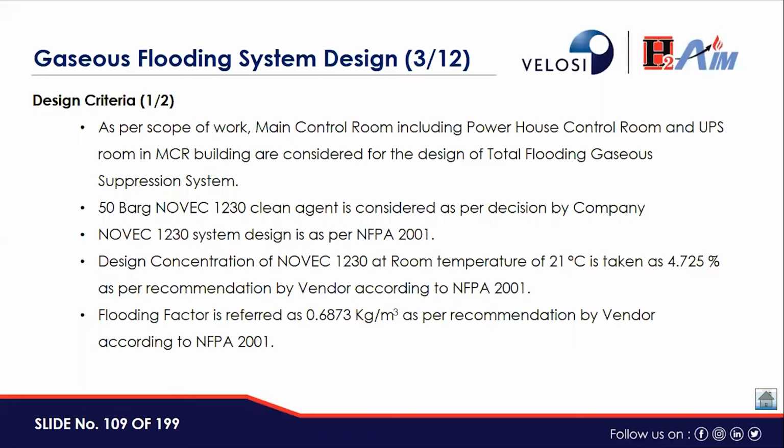Novec 1230 system design is as per NFPA 2001. Design concentration of Novec 1230 at a room temperature of 21 degrees C is taken as 4.725% as per recommendation by the vendor according to NFPA 2001. Flooding factor is taken as 0.6873 kg per cubic meter as recommended by the vendor according to NFPA 2001.